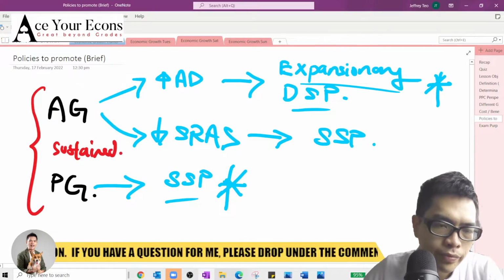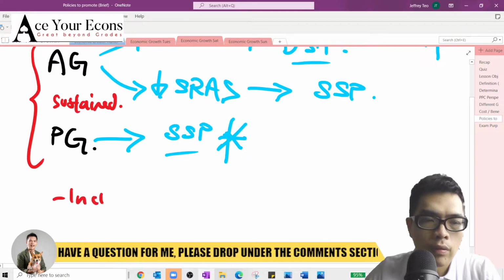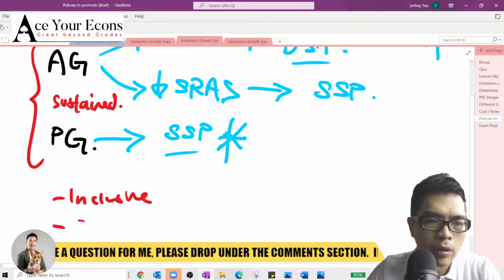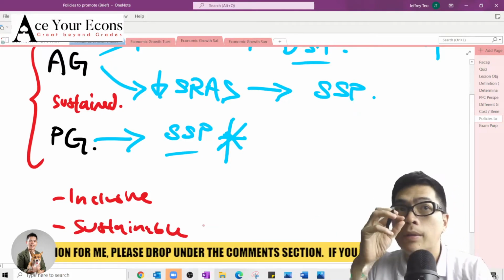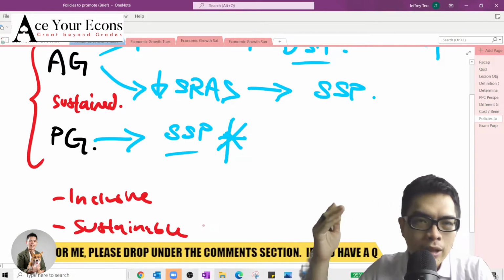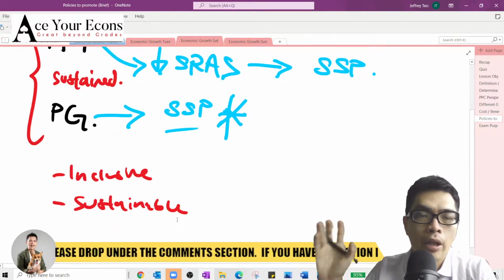Sustain. So for inclusive growth and sustainable growth, this is your third policy. I'm just going to quickly come out with some of the policies that you may be familiar with.